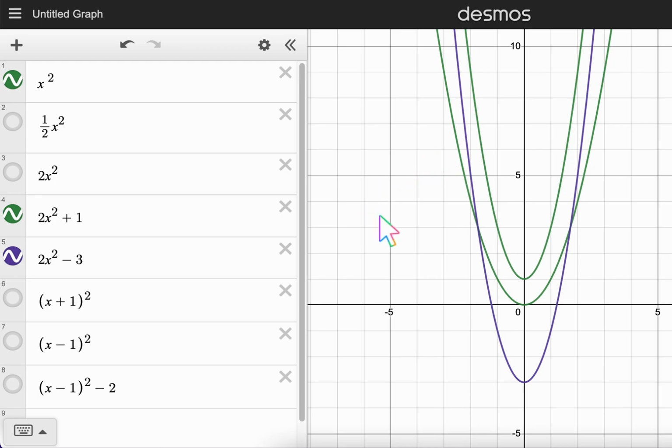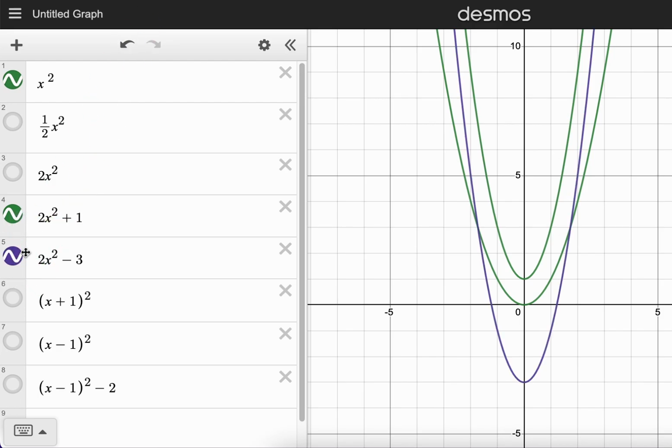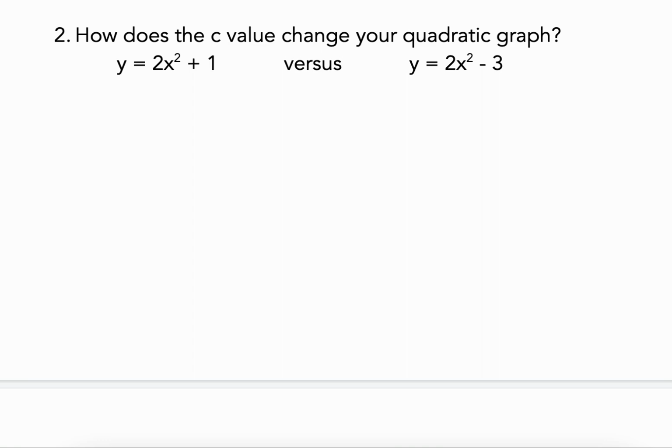Well, you probably noticed that it shifted its location, right? Our original one was just x squared, added a 0, technically, no C value. And now when we subtracted 3, did it go down 3 steps? 1, 2, 3. It did, right? And then +1 shifted it up 1. Okay, so let's go ahead and add that to our notes, that changing the C value actually shifts it up and down.